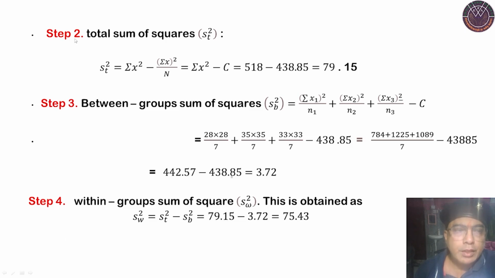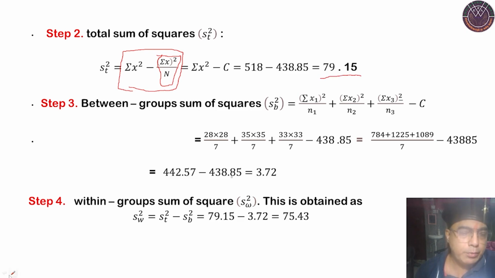Then in step 2, you have to calculate the total sum of square. This is the exact formula: sum of x square minus this correction term, which you have already calculated. Sum of x square means all the terms x1, x2, x3, each and every term, you square it, then add it, and whatever sum you get, subtract the correction term. Then you will get the sum of square total.